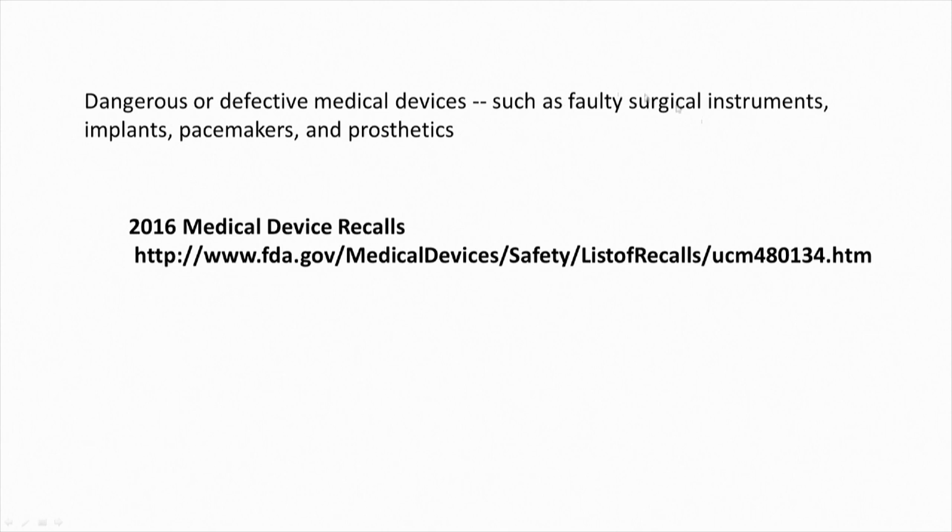And of course, dangerous defective medical devices: faulty surgical instruments, implants, pacemakers, processes and so on. You can have a look at this website. It shows you some real examples of a list of recalls of medical devices by various companies because of faulty designs. It is very interesting to read some of these problems.